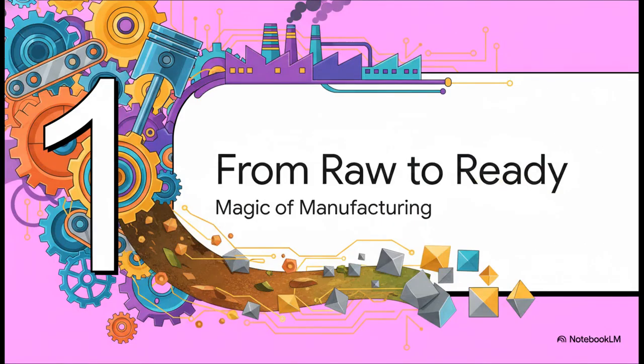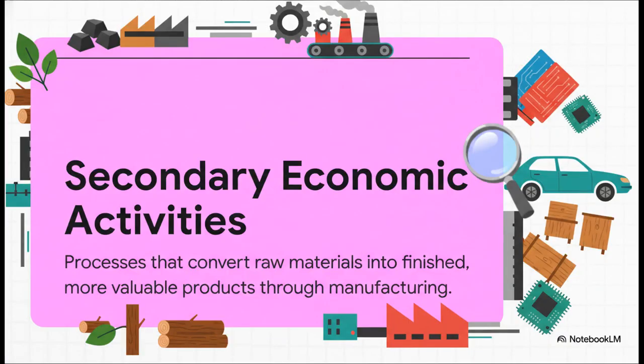All right, so first things first. What are we actually talking about when we say secondary activities? It really all boils down to one powerful idea. To put it simply, this is all about taking raw materials, the stuff we pull out of the ground or grow in the fields, and using manufacturing to turn it into something new. And here's the really crucial part, making it more valuable.